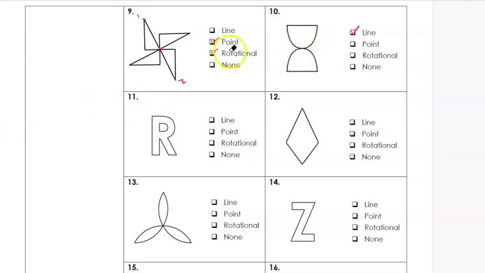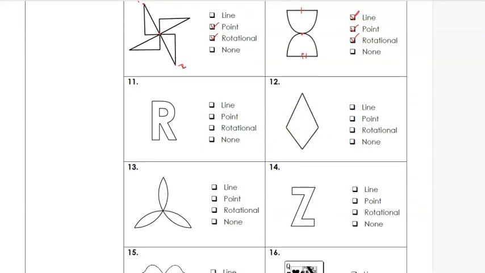Okay, and for point symmetry, let's see if there's a point in the middle that I could turn, and the top and the bottom would basically trade places, and it maps the original image back to itself. So point symmetry exists. And again, if point symmetry exists, then so does rotational.